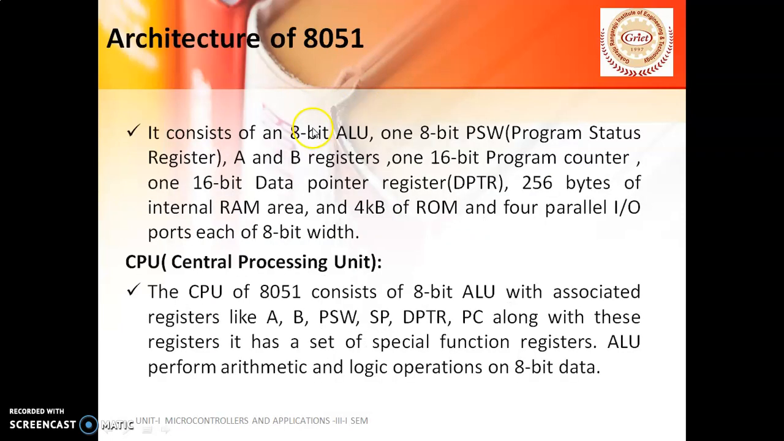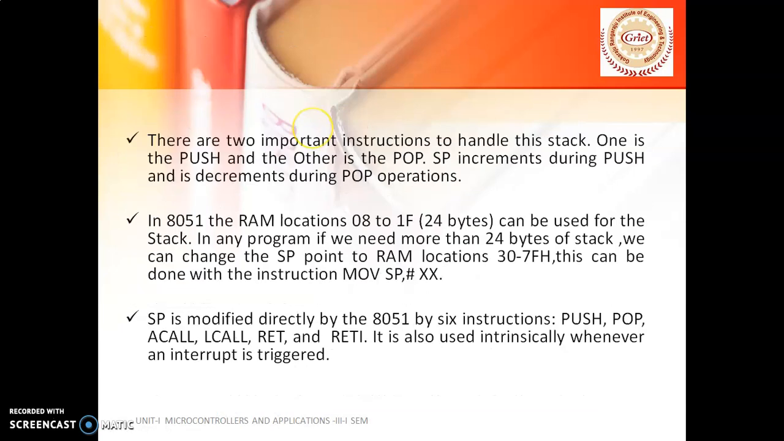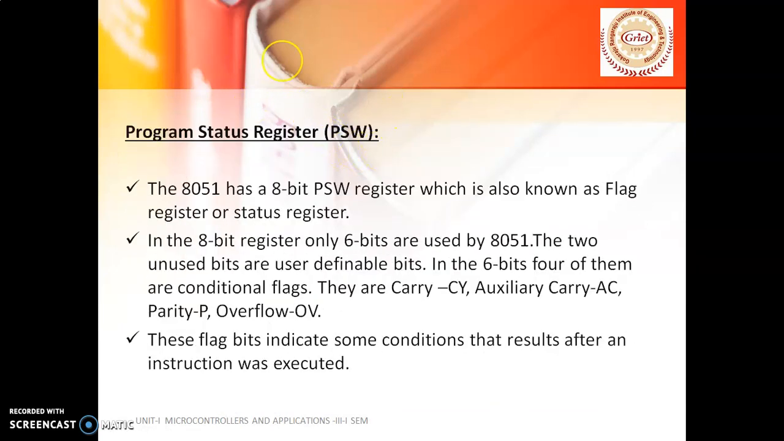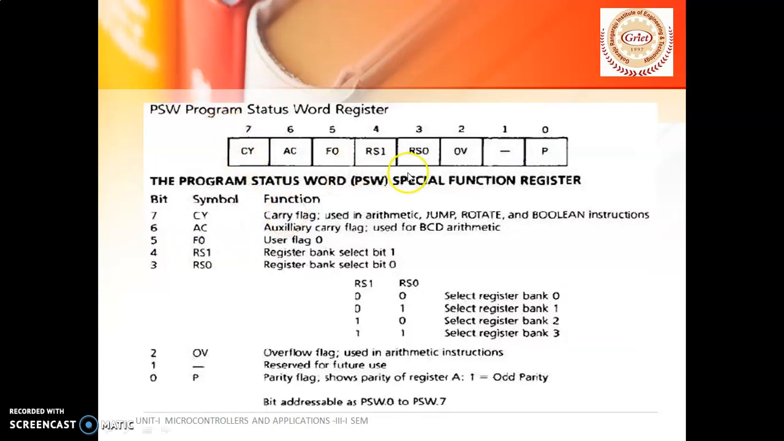Coming to PSW register, it is a program status word register. This register is also called a flag register or the status register, and this register is of 8 bits. Now if you see this particular diagram, this is an 8-bit register starting from 0 to 7, which is also called the status register or the flag register. Among 8 bits only 6 bits are used by 8051, whereas the remaining 2 bits are unused bits or undefined bits.